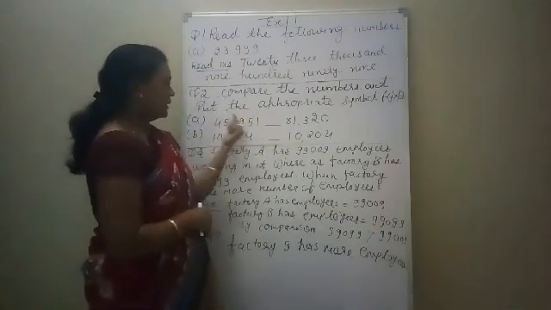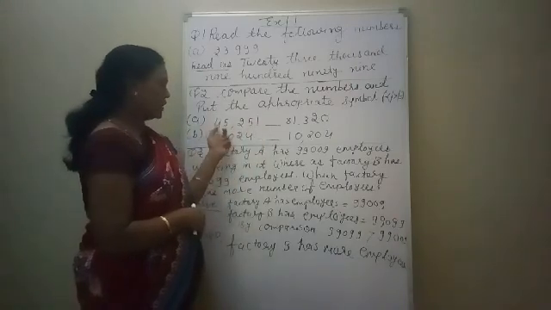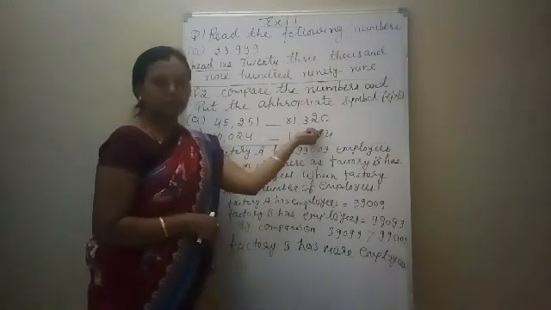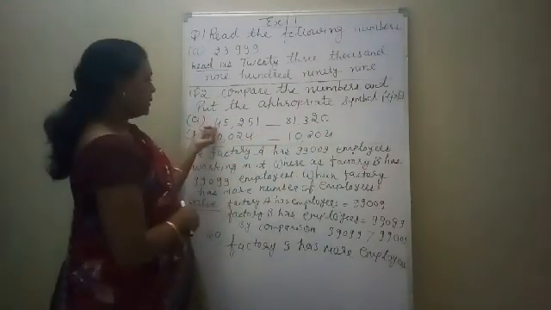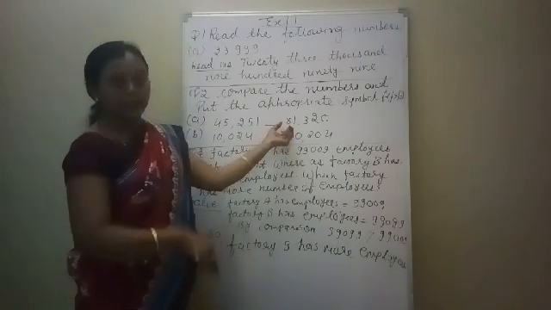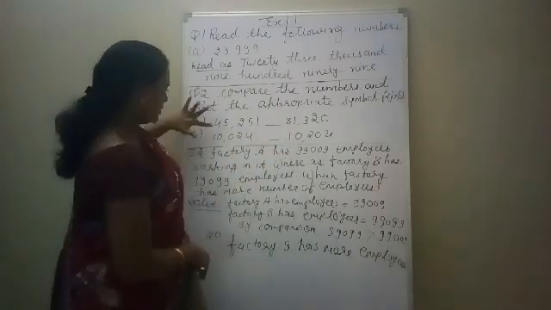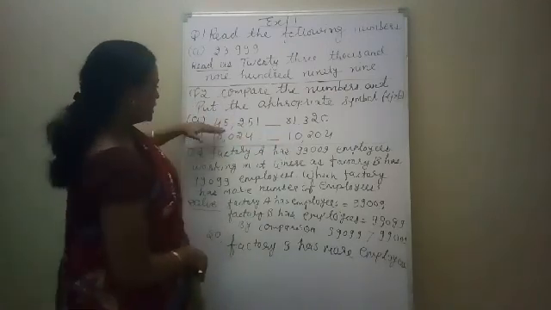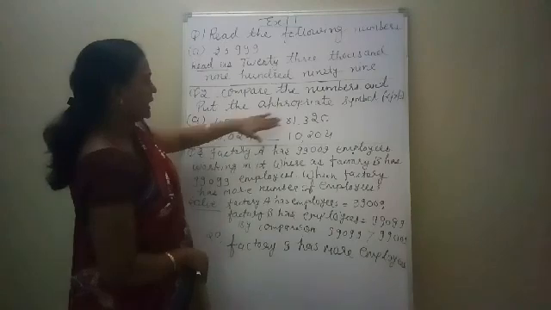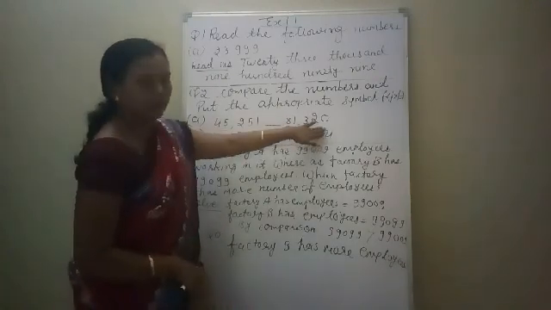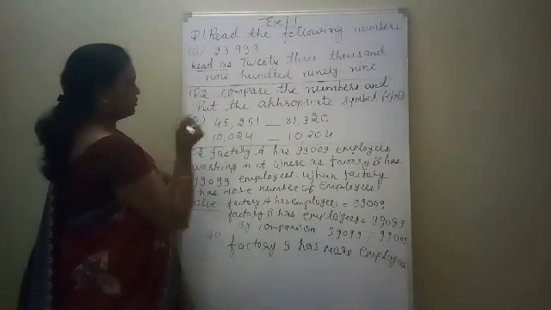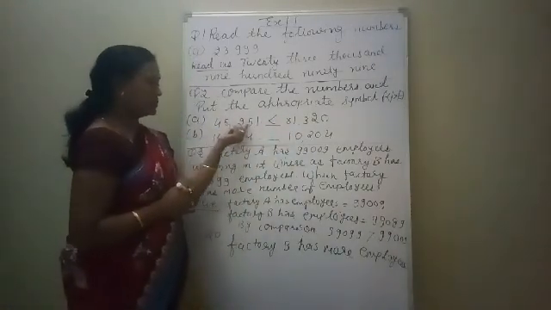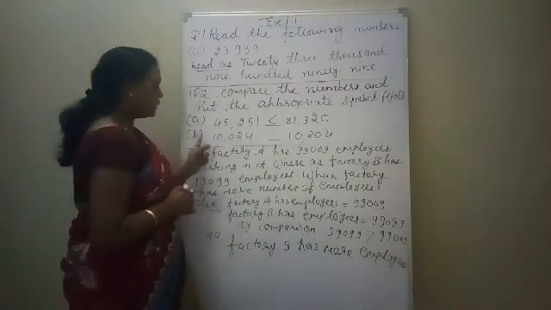When we compare, first you have to count the number of digits: 1, 2, 3, 4 and 5. In the second one, here also it is a 5-digit number. So we will compare the place value of each number, starting from the left. When we see the first one, it is 4 and that is 8. This is 45,251 and it is 81,320. So which number is bigger? 81,320 is bigger than 45,251.